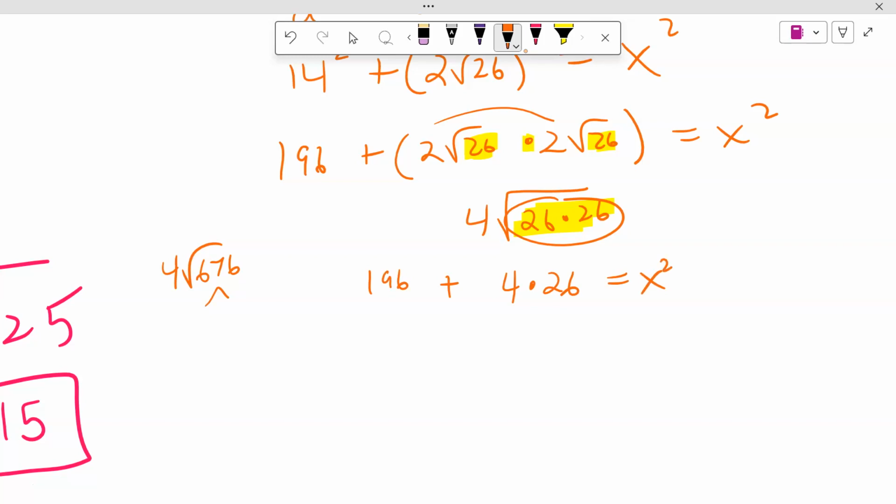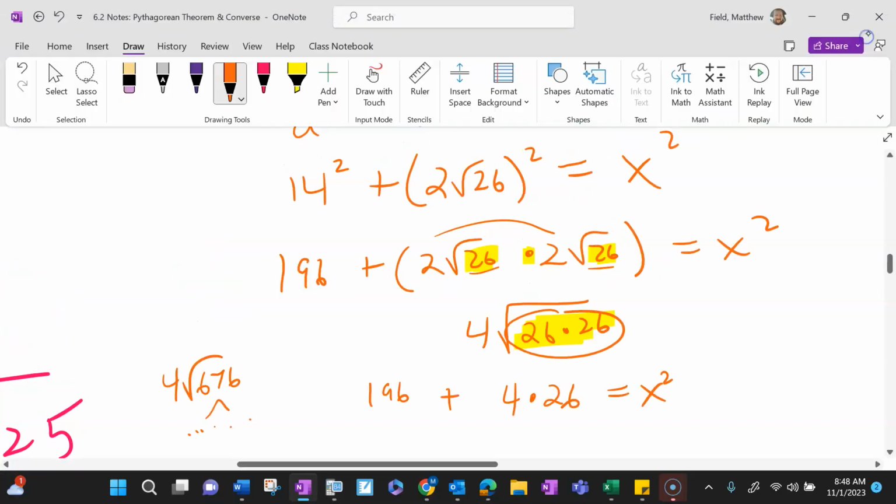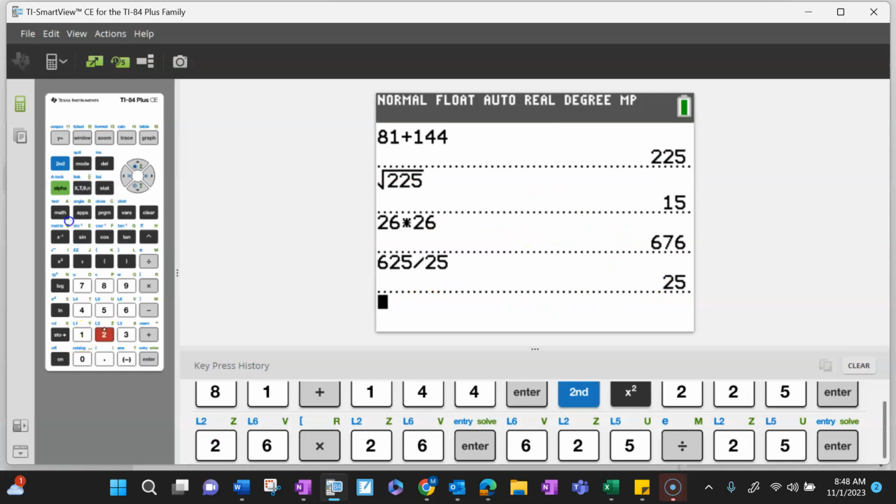Kind of went awry there. My point is, you can multiply these together and get 676, and then start breaking down, like over here. But you're going to arrive at the same answer. 26 times 26, that's already a pair. So we might as well just circle it and bring it out. And then 4 times 26, let's see what that is, just to be sure.